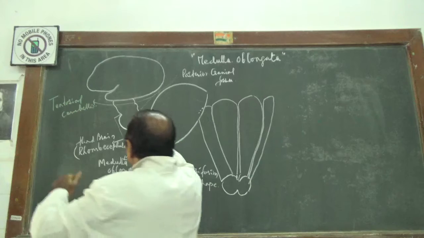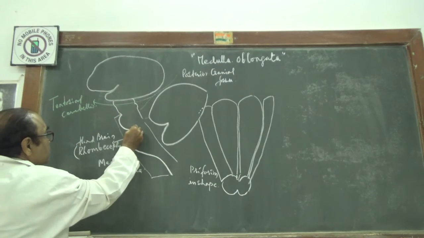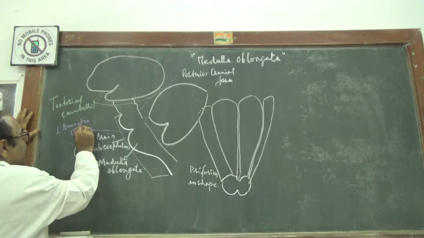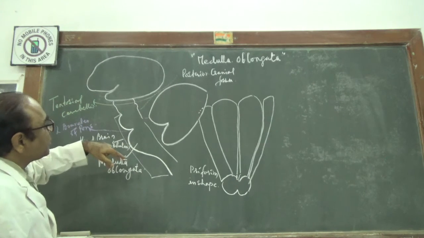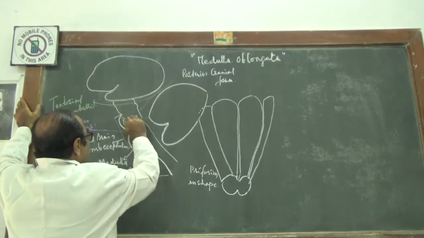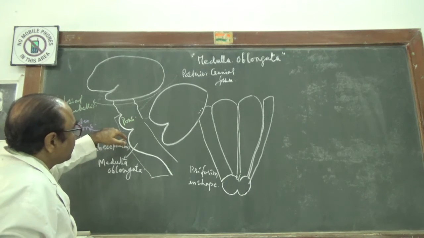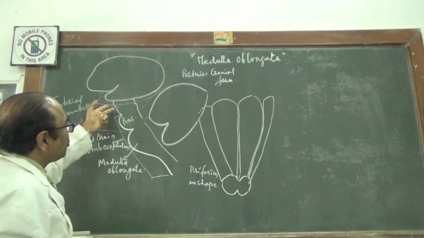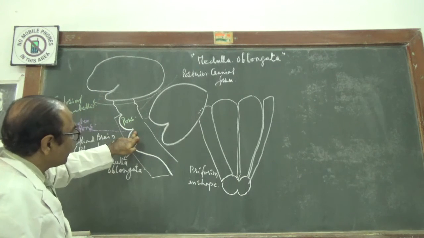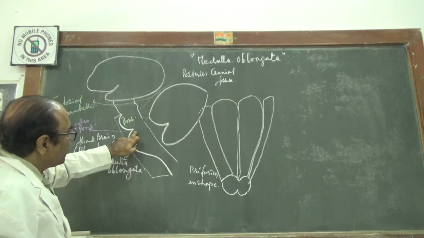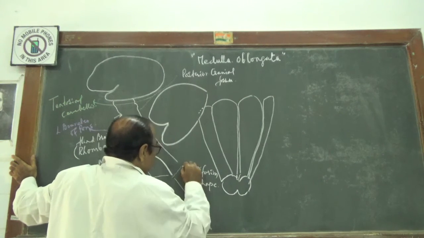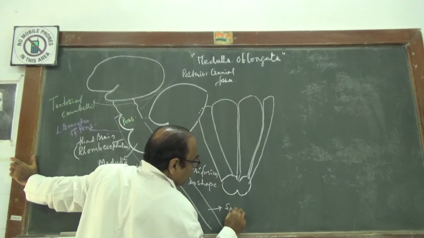It starts from the lower border of the pons, that is, keeping the pons in front and above, or it continues as the lower border of the pons. This medulla oblongata, as it runs behind and below, will be continuing as the spinal cord.